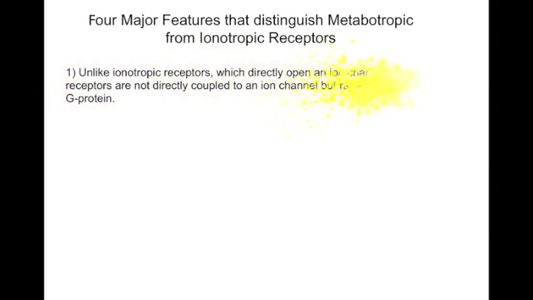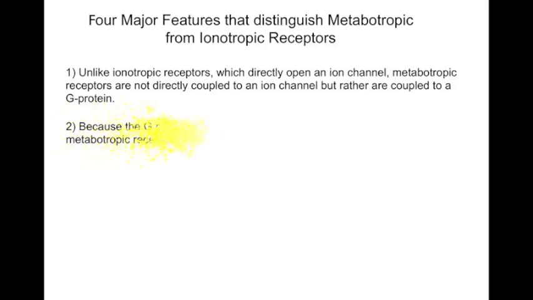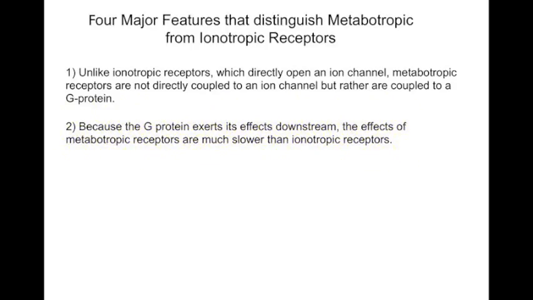So there are four major features that distinguish metabotropic from ionotropic receptors. The first is that unlike ionotropic receptors, which directly open an ion channel, metabotropic receptors are not directly coupled to an ion channel, but rather coupled to a G protein. Because the G proteins exert their effects downstream, the effects of metabotropic receptors are much slower than ionotropic receptors, which are very fast.